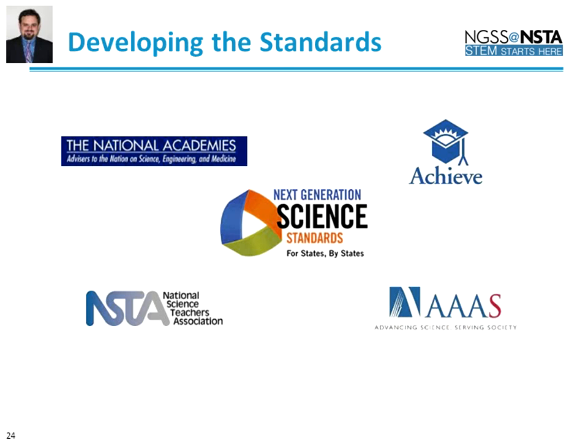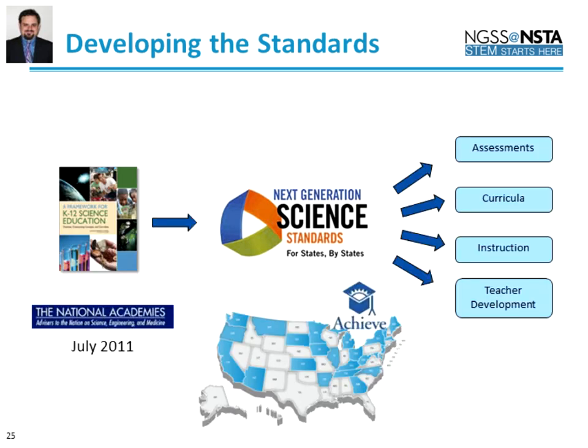The standards themselves were developed by a group of four organizations: the National Academies, Achieve, the American Association for the Advancement of Science, and my favorite, NSTA. There's a two-step process in the development of these standards. The first was the development of a framework for K-12 science education by the Academies, which came out a couple of years ago, and then the standards themselves. And assessment, curricula, instruction, teacher professional development, all of these different elements come out of and will need to change to reflect what's going on with these standards.